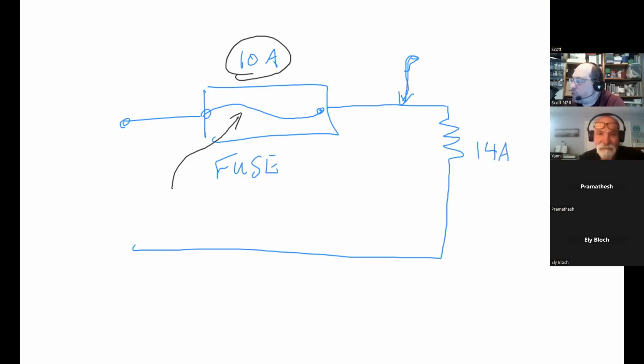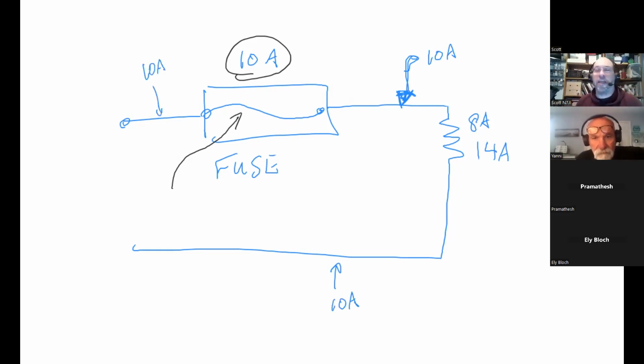If this normally only draws 8 amps, am I going to use a wire that's capable of carrying 20 amps? No, because that costs more money. So this wire would be capable of carrying 10 amps. And this wire would be capable of carrying 10 amps. And this wire would be capable of carrying 10 amps, because why would I spend more money than I had to?